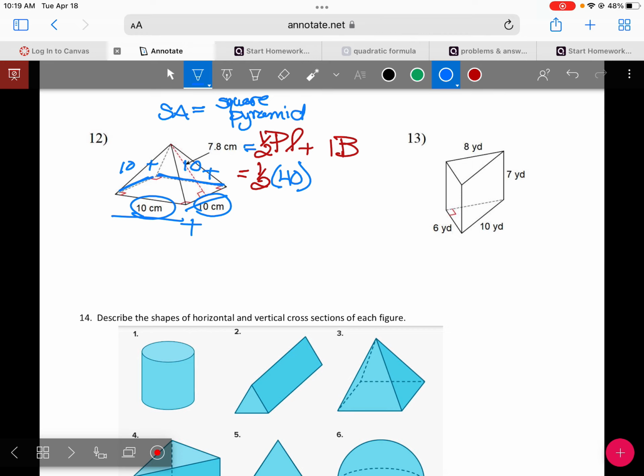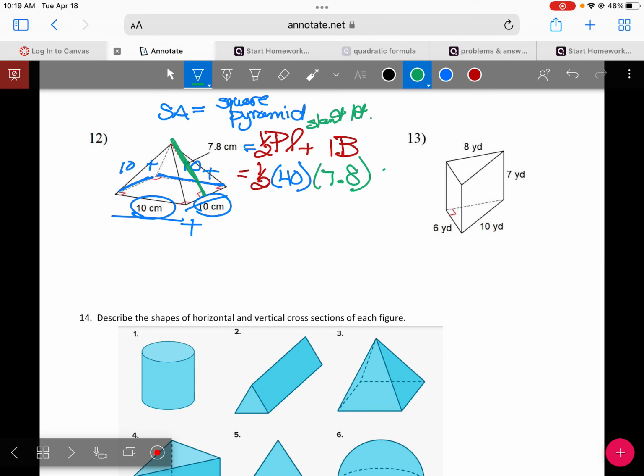Slant height. Did they give us the slant height? Plus 10, so times 7.8, that is the slant height, okay? It's not the perpendicular straight up and down height.